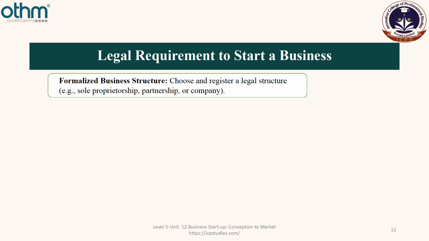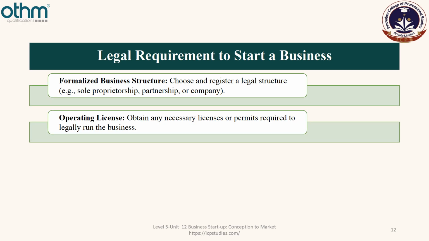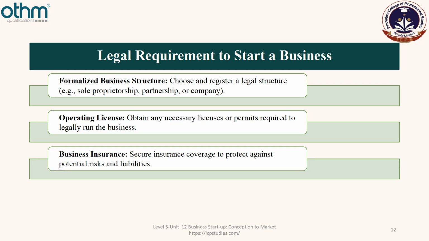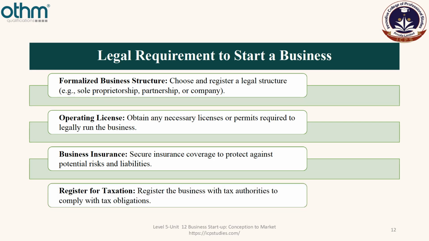The first is the formalized business structure, in which we choose and register a legal structure, for example, sole proprietorship, partnership, or company. Then we have the operating license, in which we have to obtain any necessary license or permit that are required to legally run the business. Then we have business insurance, in which we secure the insurance coverage to protect against potential risk and liability. And at last, we have the register for taxation, in which we register our business with tax authorities to comply with tax obligations.